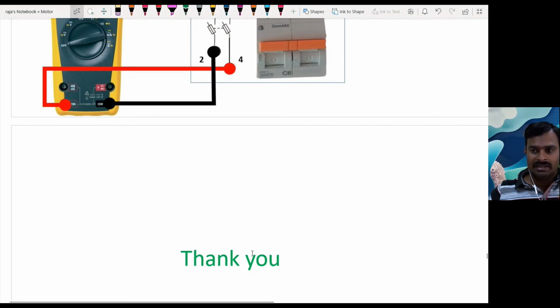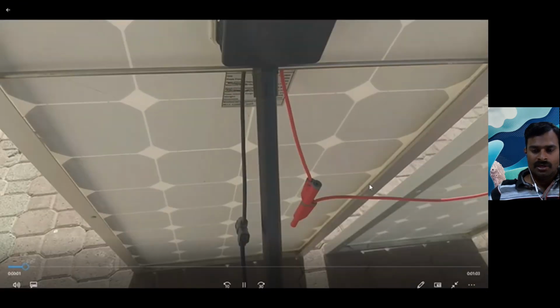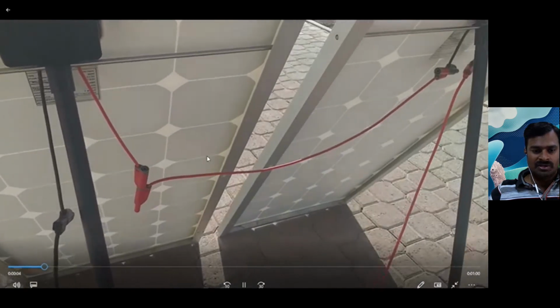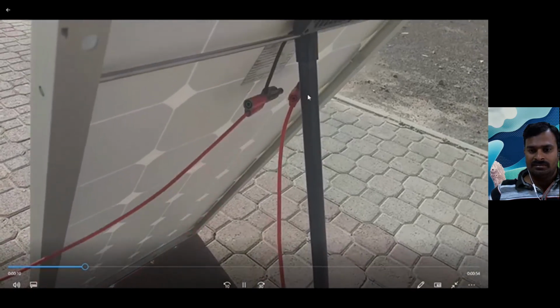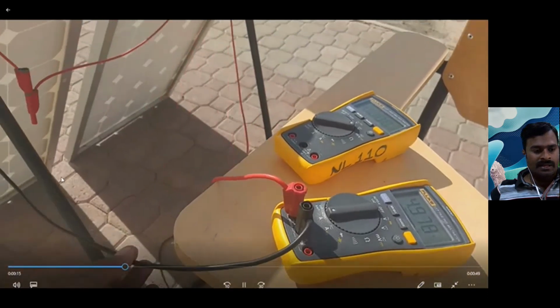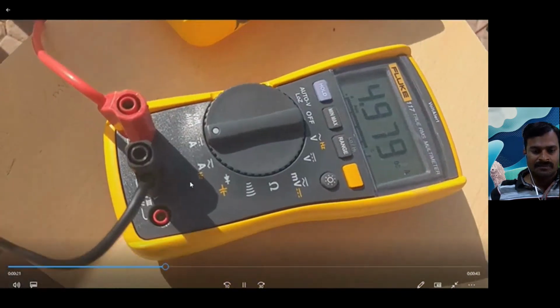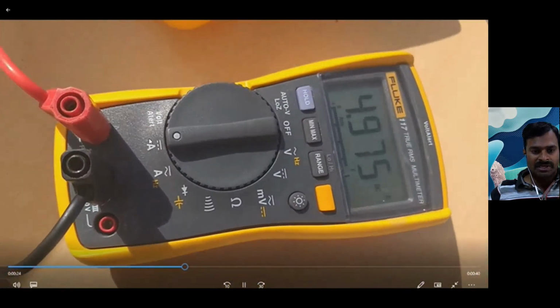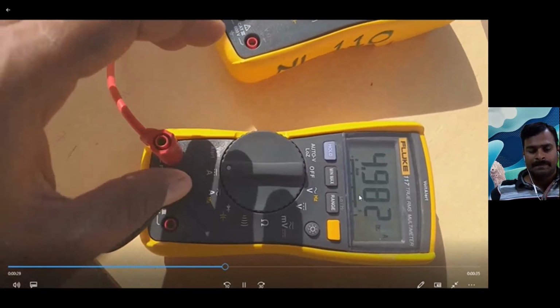So let us see how it is practically connected, and the readings are taken through a small video. So you can see here the panels are connected in series. The positive terminal is connected to the negative terminal of the other panel, and the positive terminal of the other panel is connected to the multimeter, and the negative terminal is connected also to the multimeter. The multimeter is kept in a current measurement selection so that it reads approximately 4.9 amperes current.